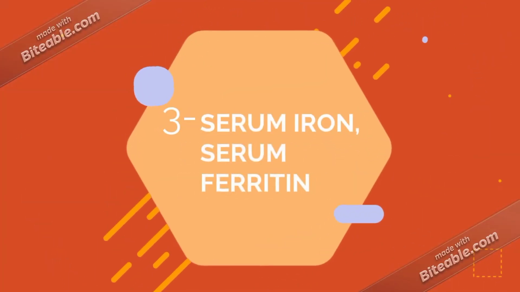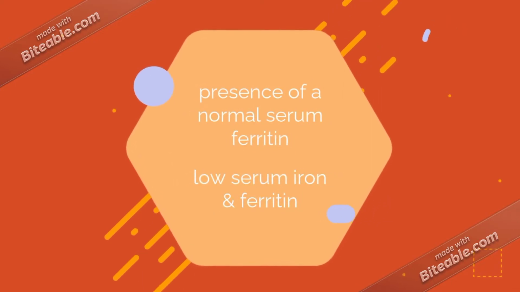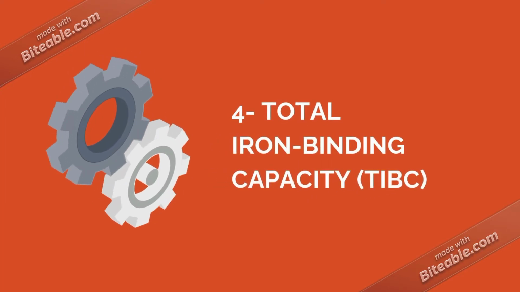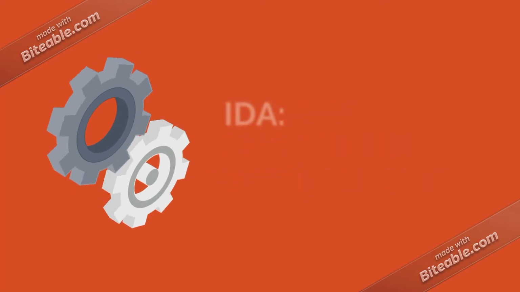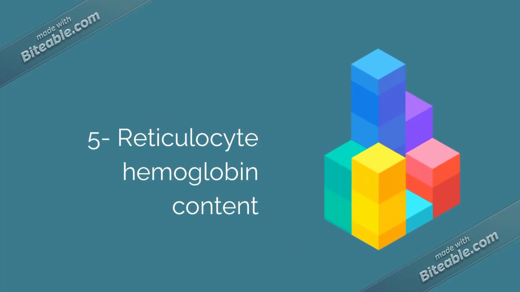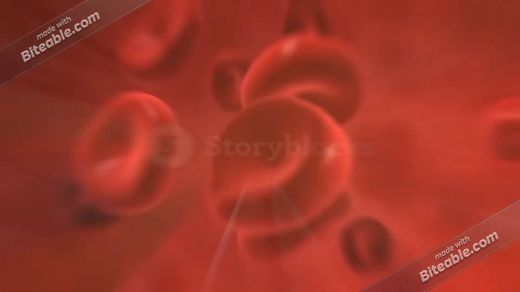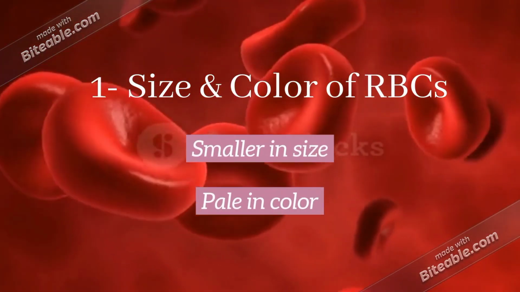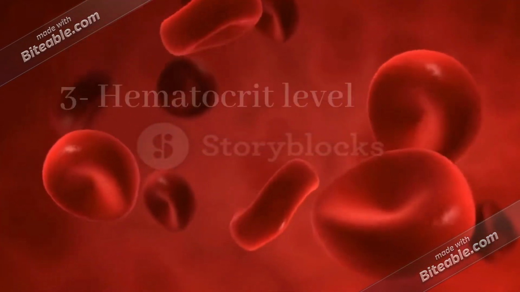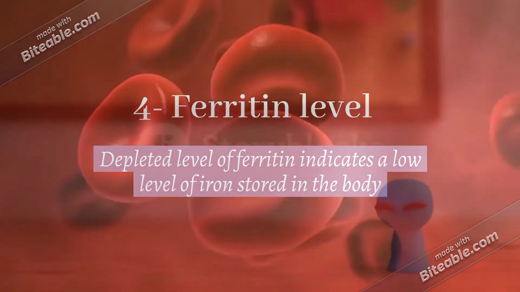Serum iron and serum ferritin, where there will be low serum iron and low ferritin. Total iron binding capacity, where there will be an elevated TIBC, and lastly, reticulocyte hemoglobin content. What can be analyzed? The size and color of red blood cells, hemoglobin level, hematocrit level, and lastly, ferritin level.